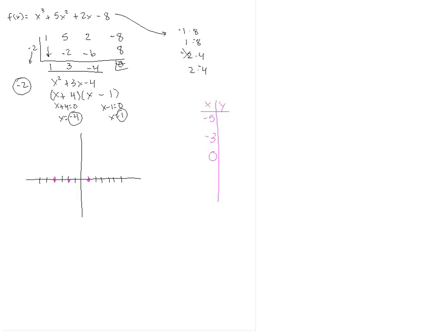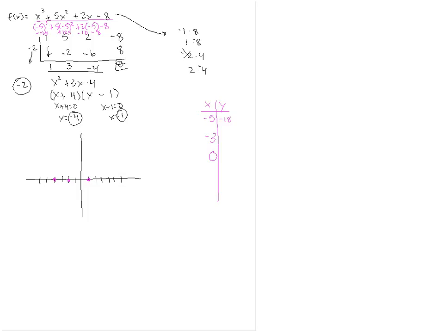Now, we've got to go back up to the actual problem, which is here, and plug in a negative 5 first. So negative 5 cubed plus 5 times negative 5 squared plus 2 times negative 5 minus 8. So this is negative 125. This is positive 125, right? 25, 25, yep. This is negative 10, and that's negative 8, so your answer is negative 18. Everybody see that? Kind of went fast, so I'm giving you a second to look at it.